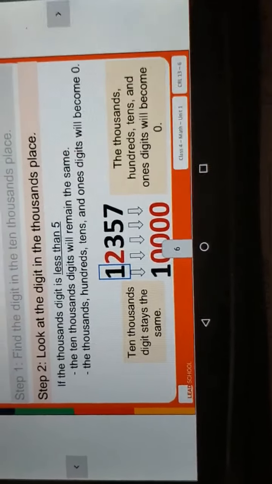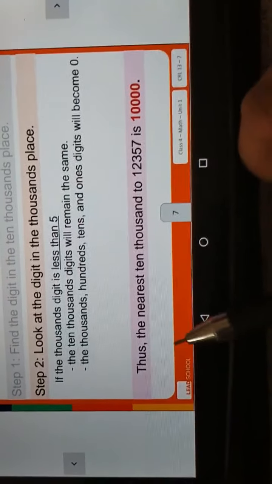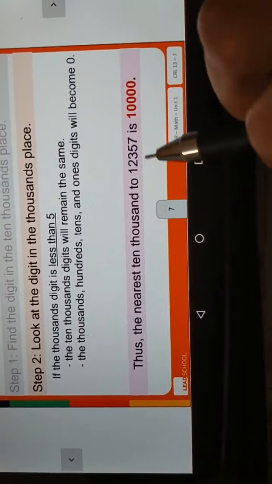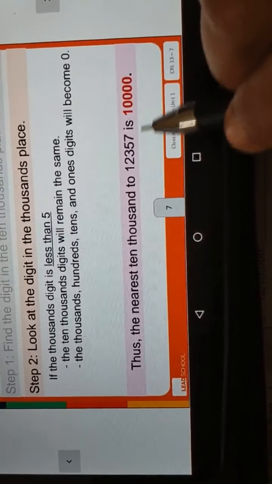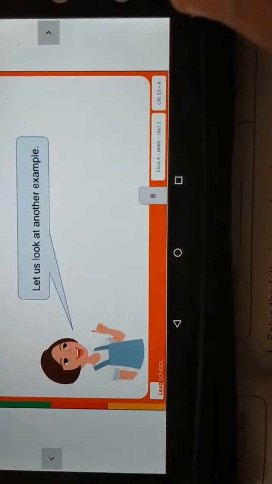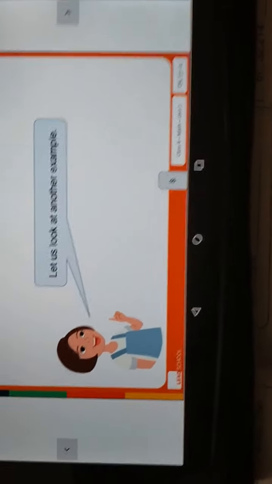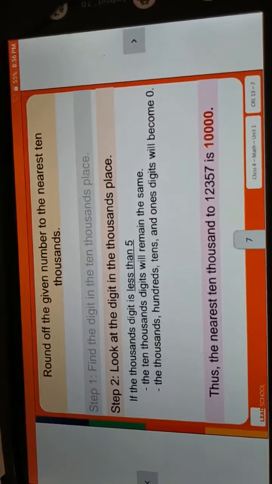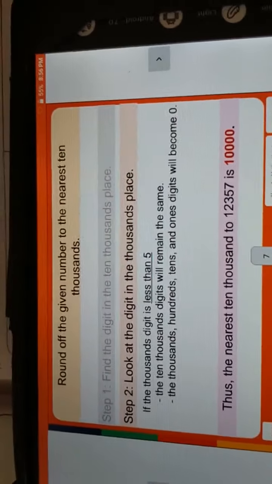Here we have written 0. Then the nearest 10,000 to 12,357 is 10,000. Let's look at another example. First of all, you have to look at this example, and you have to write it in your maths notebook. I'll give you 1 minute. You have to complete your work.